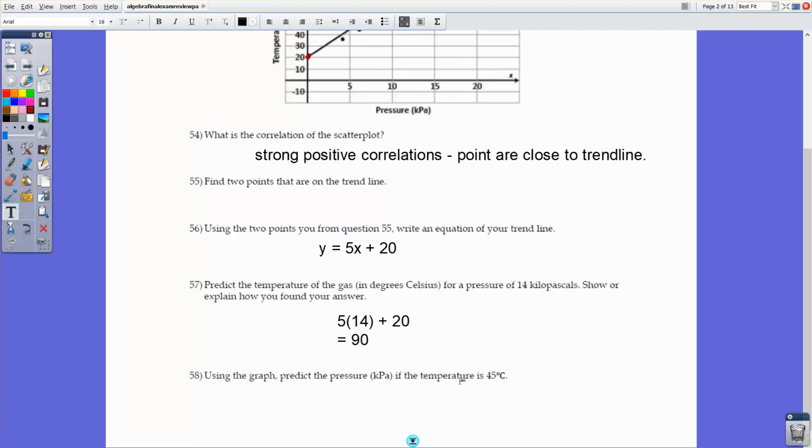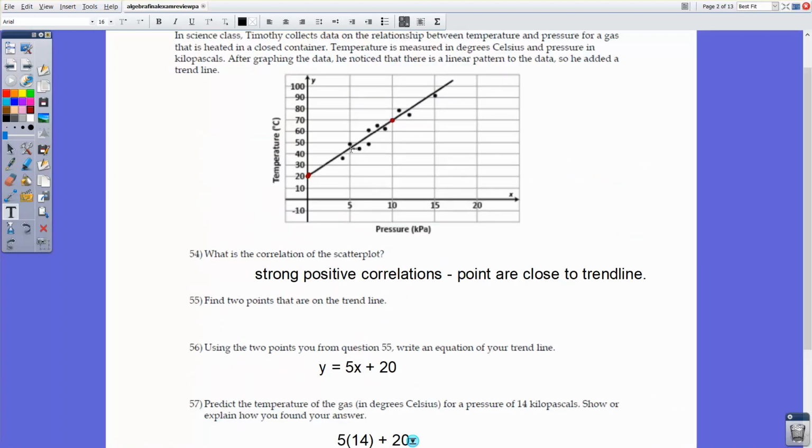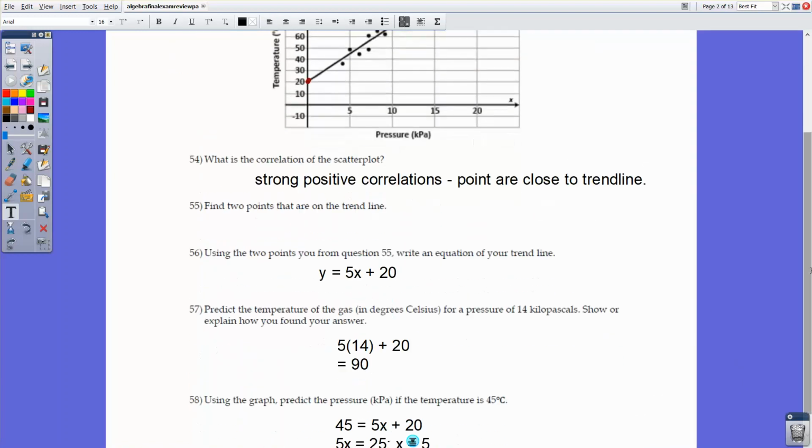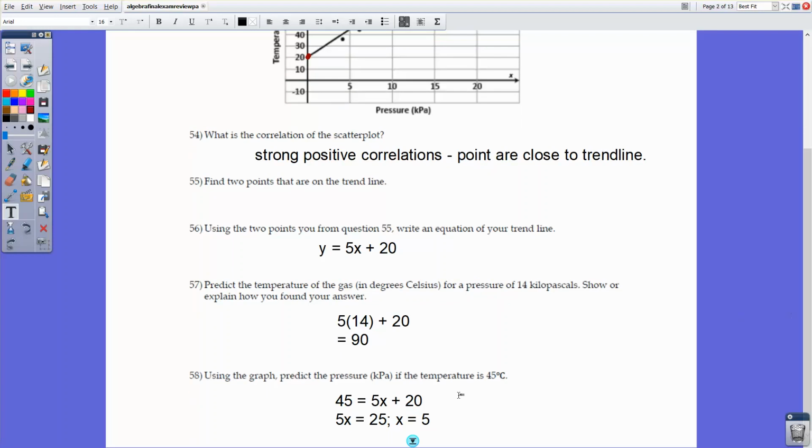Predict the pressure if the temperature is 45 degrees. So here we have a couple of ways we can do it. The best way is just to plug in for y. We go 5x plus 20. In this case, 5x would equal 25, which means x would equal 5. So in this case, the kilopascal will be 5. And if I look at my graph, it makes sense. If at 5, 45, pretty much good here. So I also could use the graph for this example as well.